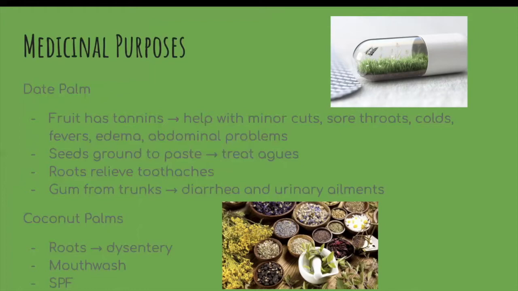Coconut palms, their roots can be used to help with dysentery, which is infection within one's intestines. And mouthwash and SPF, coconut palms, especially coconut oil that comes from them, is antibacterial and can help get rid of oral bacteria. And it also has a natural SPF of 4.